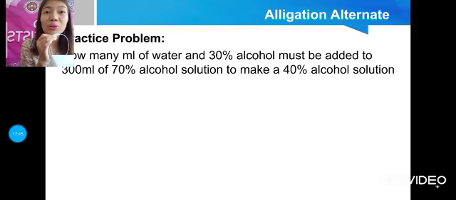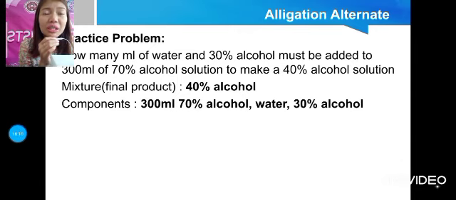Okay, so another practice problem: how many ml of water and 30% alcohol must be added to 300 ml of 70% alcohol solution to make a 40% alcohol solution? So in this problem, the first step that we need to do is to identify the given. Our mixture, or the final product, is 40% alcohol, and our components based on the problem are 300 ml of 70% alcohol and water, as well as 30% alcohol.